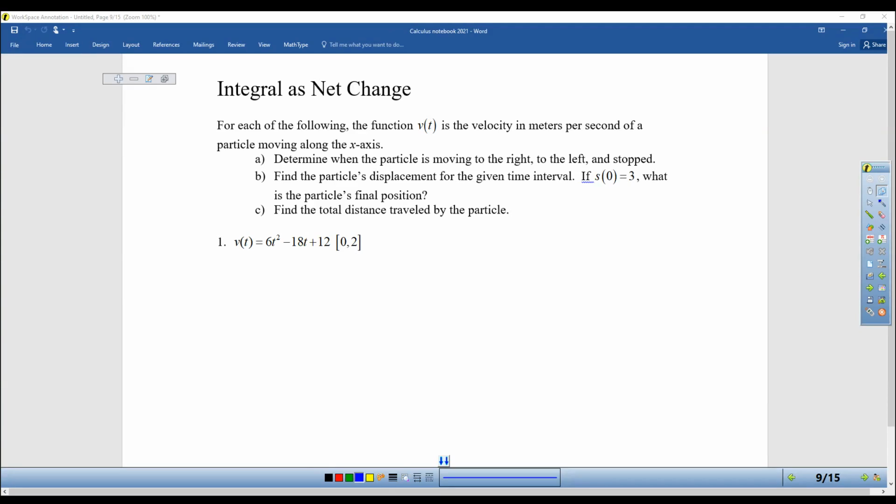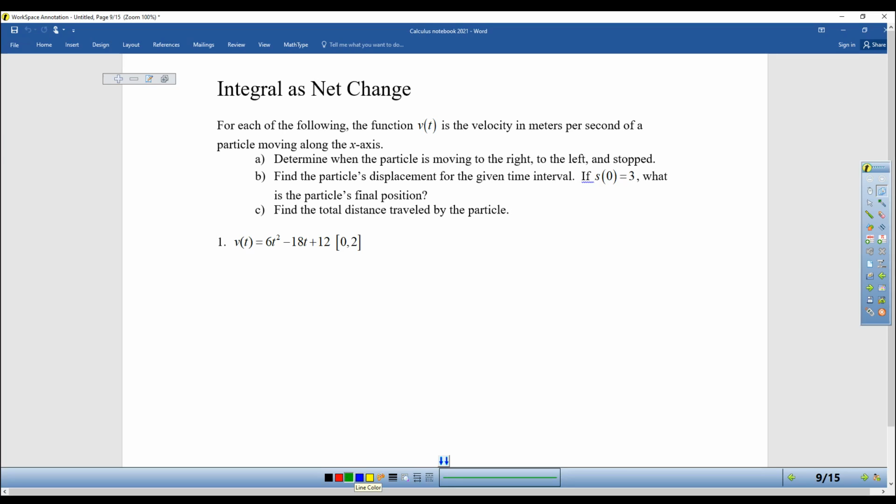Today we are going to be studying integral as net change. This is actually going to be a super familiar topic to you. We're going back to SVA, how distance, velocity, and acceleration are related using derivatives and integrals. For each of the following, the velocity function is given in meters per second of a particle moving along the x-axis. And you're going to do all three parts of this.